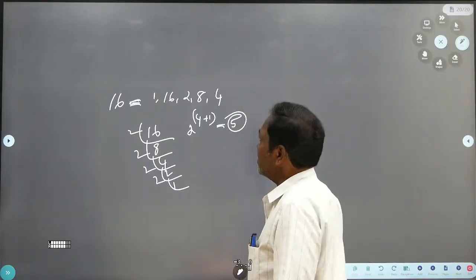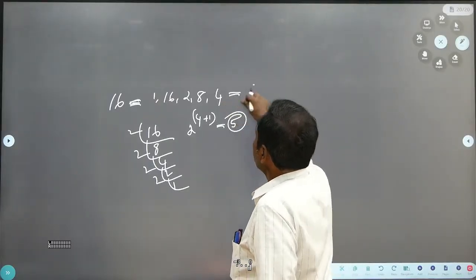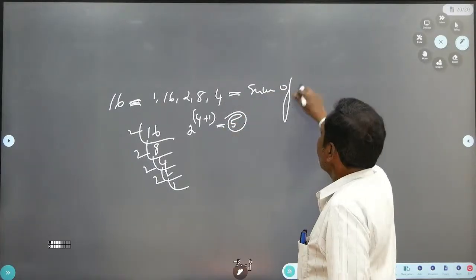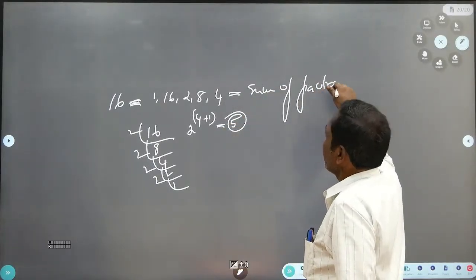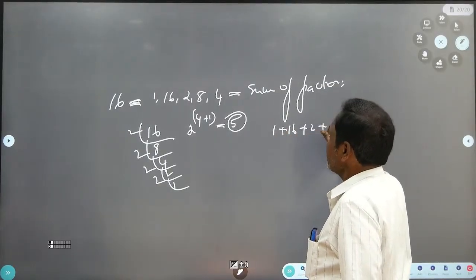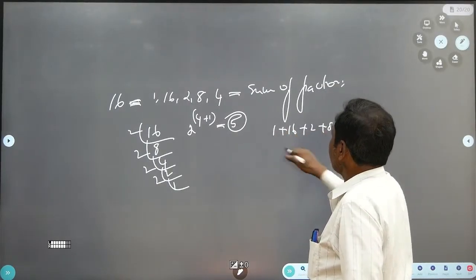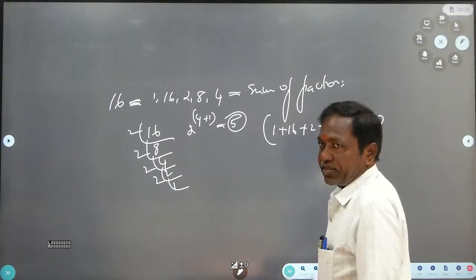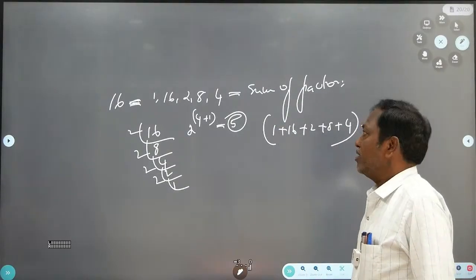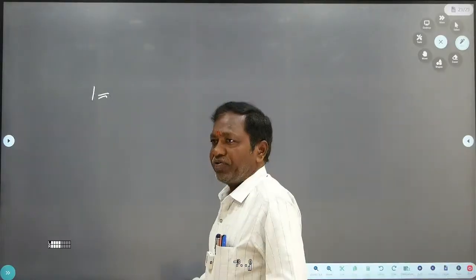What is the sum of the factors? This is the number of factors. Sum of factors means 1 plus 16 plus 2 plus 8 plus 4. That is the sum of the factors. Whatever we know, at least.